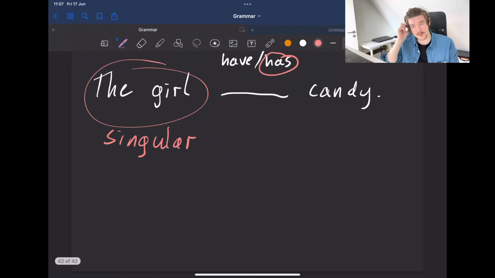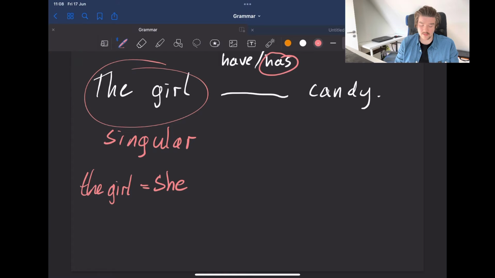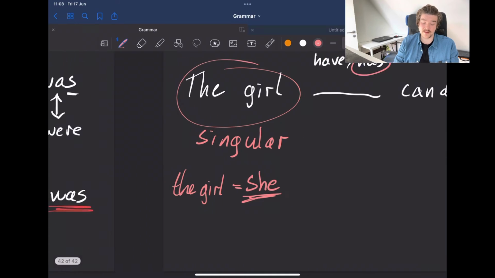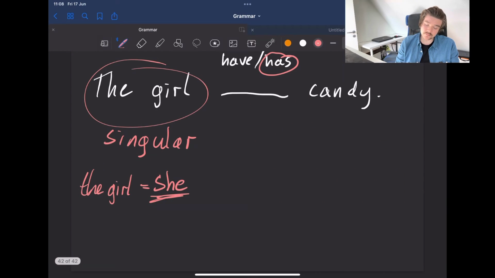Because, and this is the easiest trick that I can teach you, we can prove that the subject is singular because the girl can be exchanged with she. Okay? So since we know that the subject is she, we can go back to this thing and find she. And then we know that has is the correct version of the verb here. So has is correct.